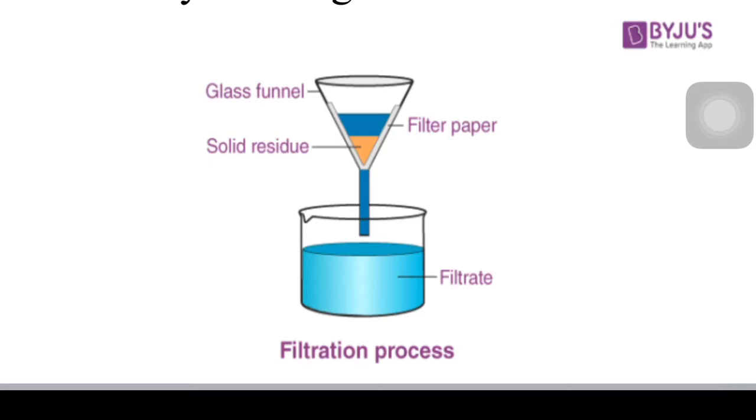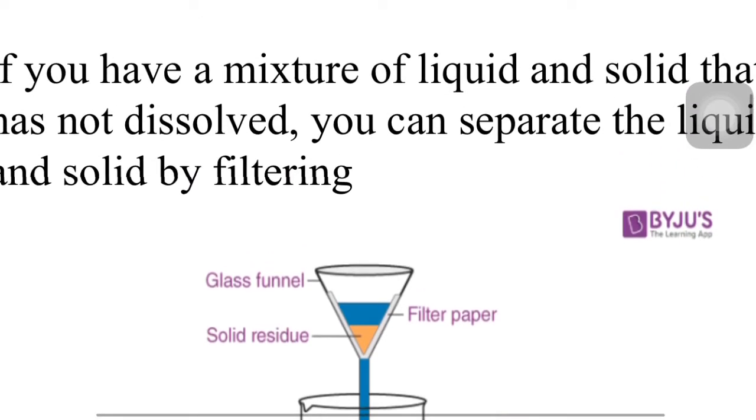So how is it possible? Filter paper works here as a strainer. As we use a strainer to separate tea leaves, here we are using filter paper to separate sand from water. The sand left behind on the filter paper is called residue, and the water which is collected in the other beaker is called filtrate. So this process is called filtration.